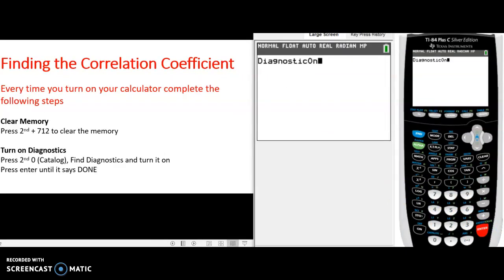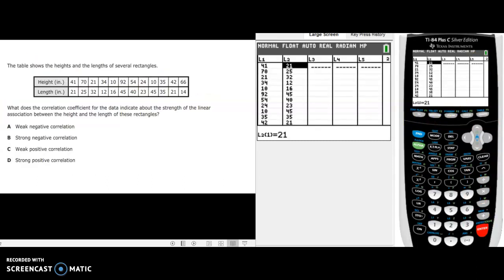Once it shows you this screen, it's very important to press enter again, and it should say done. If it does not say done, the stat diagnostics is not on. I'm going to show you how to solve one of the correlation coefficient problems, and please follow along.